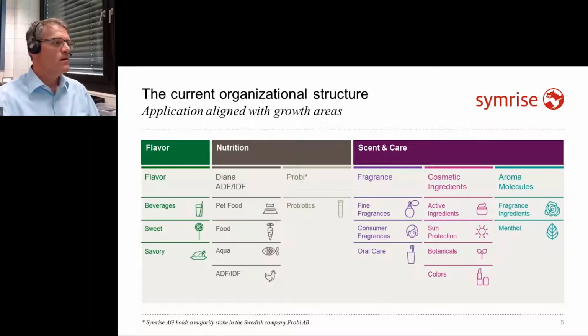Symrise is separated within 3 segments: flavors, nutrition, and scent and care. And they even break down deeper to the core market they are dealing with. For example, for flavors, it's beverages or sweet or savory. In the scent and care part, it might be active ingredients for skin protection, for sun protection, for consumer fragrances, or for menthol and things like that.